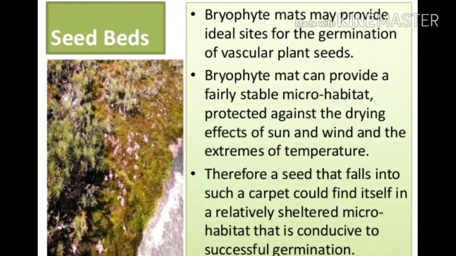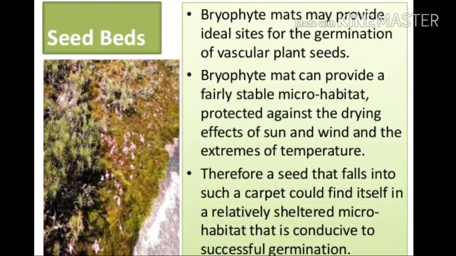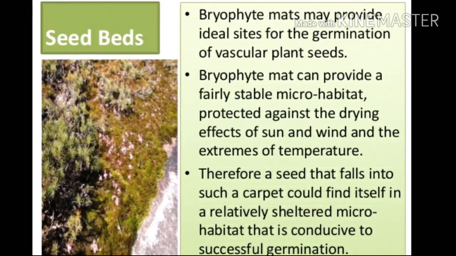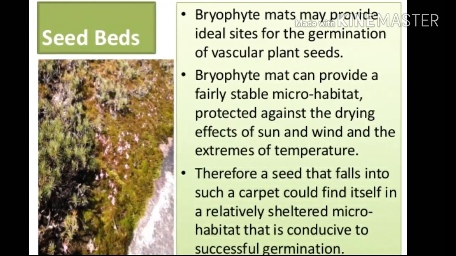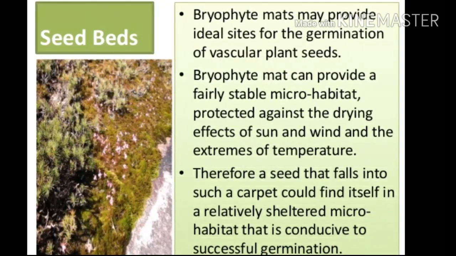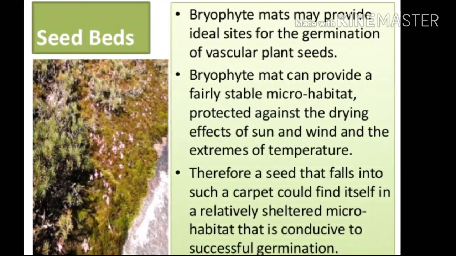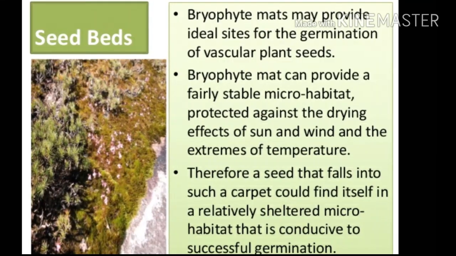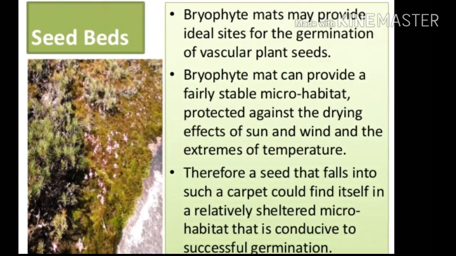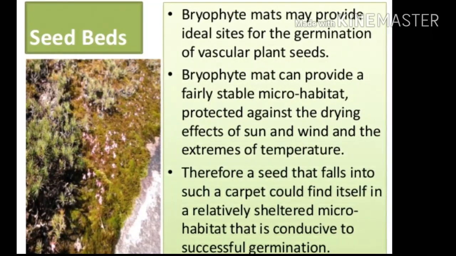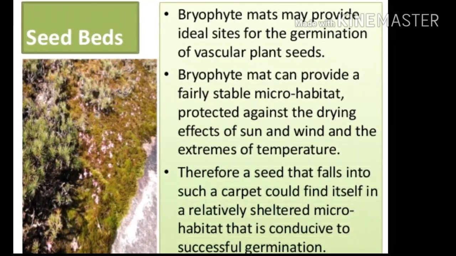The next one is seed beds. Bryophytes do not have roots, so they lie down on the ground and form a mat or carpet-like structure that can be a site for germination of seeds. This mat-like structure provides shelter against high temperature and the drying effect of sun or wind. It's like they provide a home for the upcoming seeds to germinate, while outside the conditions are so difficult.